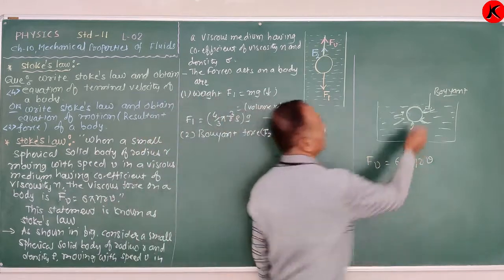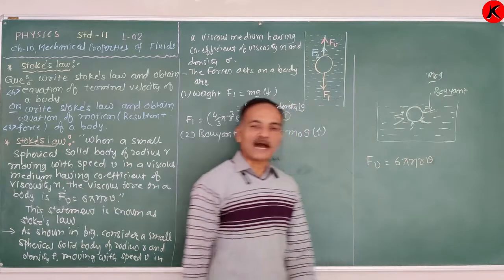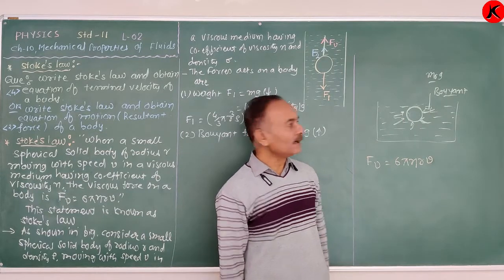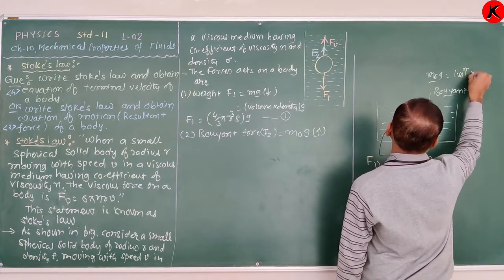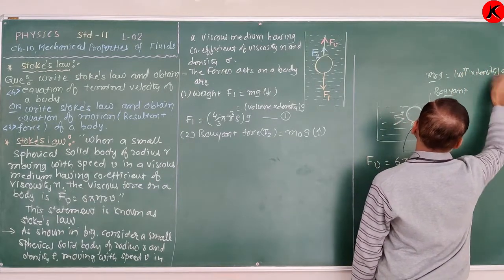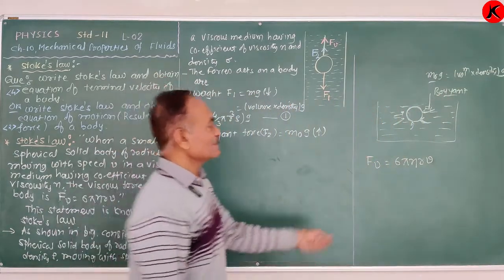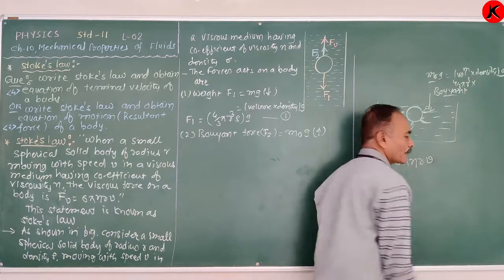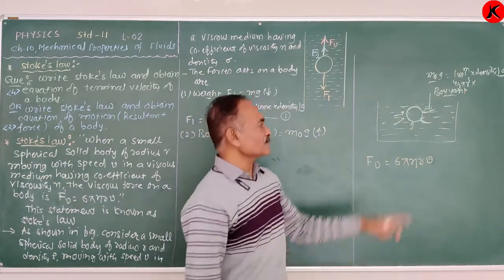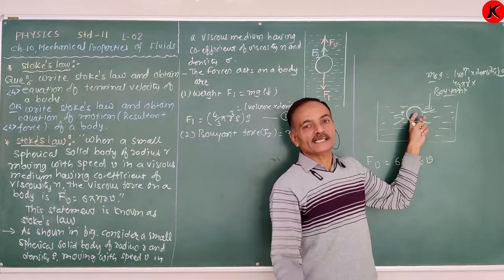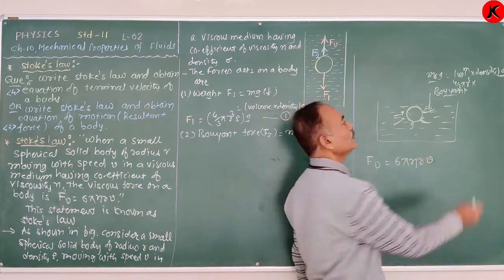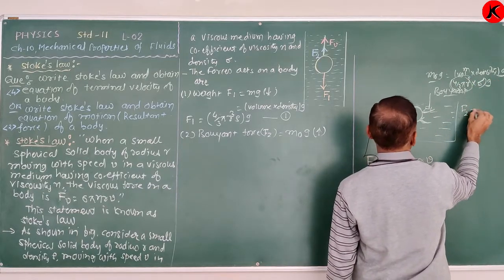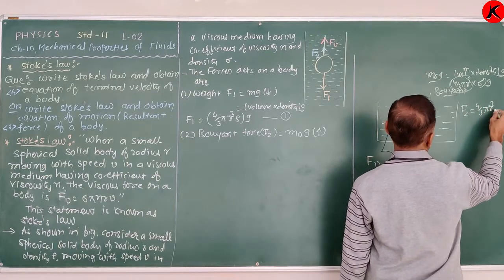Buoyant force is equal to mass into gravitational acceleration. But here mass is that of the displaced fluid. Therefore, volume into density into g. Now, the volume of the displaced fluid is equal to the volume of the body, that is 4 by 3 pi r cube. Here we have to take the mass of the fluid, therefore the density of the fluid is required, not the density of the material of the body. Therefore, volume of the body into density of the fluid, that is sigma, into g. Therefore, buoyant force F2 is equal to 4 by 3 pi r cube sigma g.